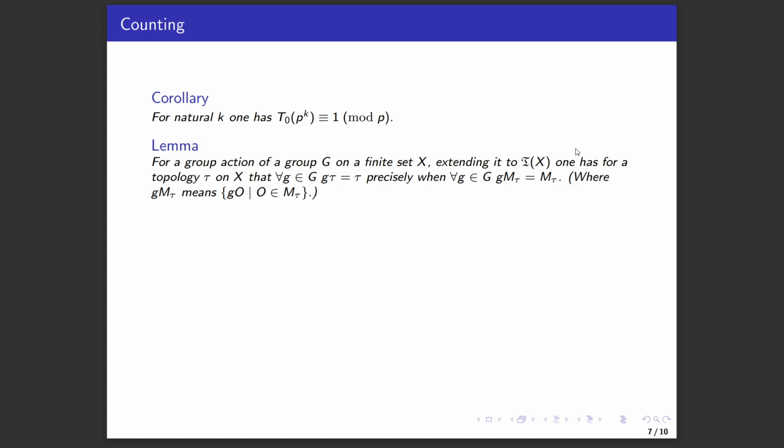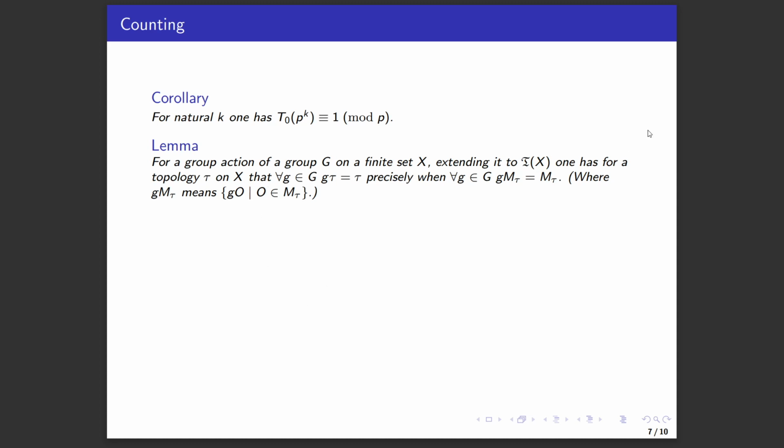We're going to need some more machinery now. Namely, we need to use the fact that when we have a group action of a group G on a finite set X, and we extend it to T of X, then the set of all the topologies tau on X which are fixed by all the elements of G, this F that we used, is precisely the set of all the topologies whose minimal basis M tau is fixed by all G, so it's kind of invariant. So G M tau is M tau.